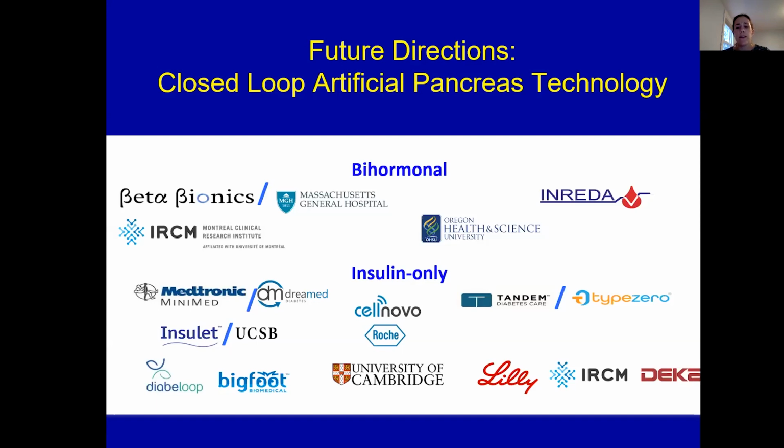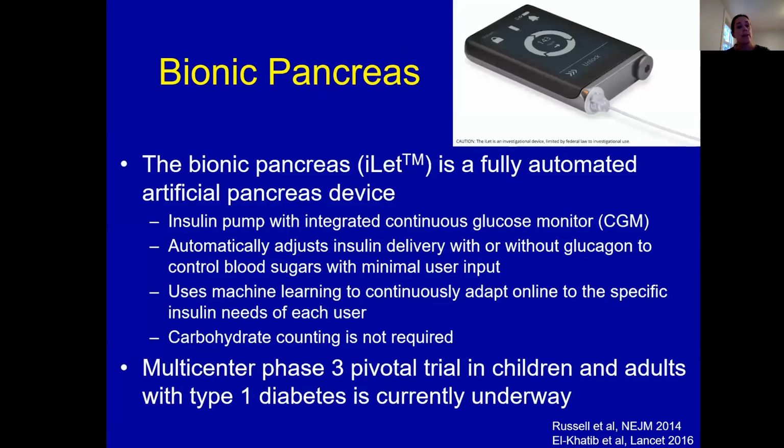And there are multiple devices that are currently under development. And today I want to talk with you about the device that we're studying at MGH. And this is the bionic pancreas. So the bionic pancreas is a fully automated closed loop artificial pancreas device. So it's an insulin pump that's integrated with the Dexcom G6 CGM. And the pump will automatically adjust insulin delivery with or without glucagon to control blood sugars with minimal user input.